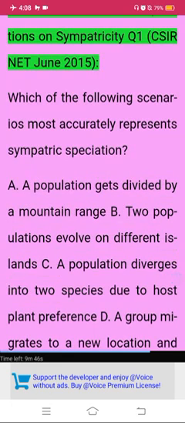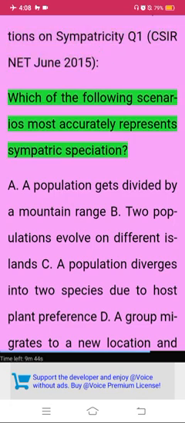Previous year CSIR NET questions on sympatric speciation. Q1, CSIR NET June 2015. Which of the following scenarios most accurately represents sympatric speciation?